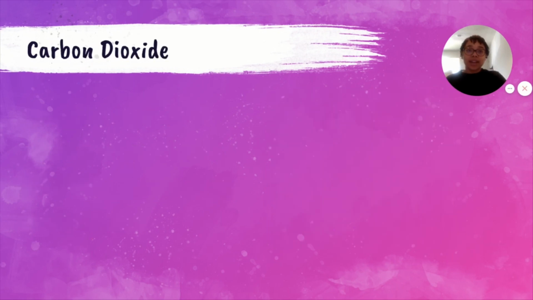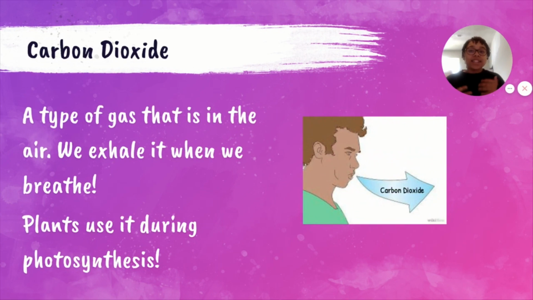Carbon dioxide. Everybody say it with me. Carbon dioxide. That sounds good. Carbon dioxide is a type of gas that's in the air. We exhale it when we breathe. Plants use it during photosynthesis.